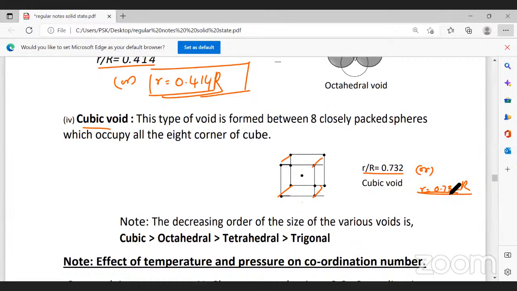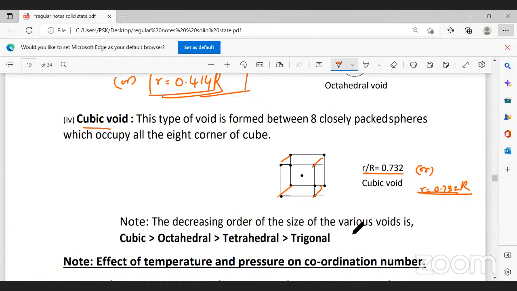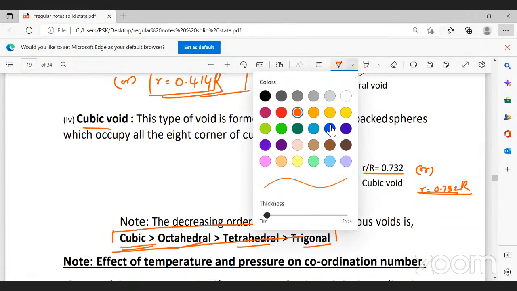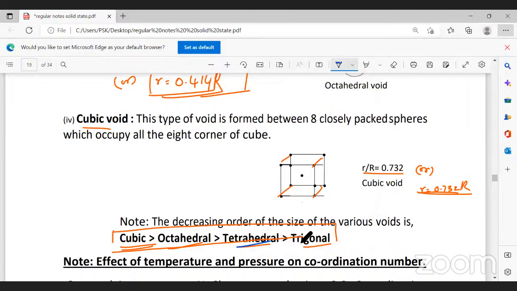This is the relation. Now, the decreasing order of the size of various voids. Cubic void is spacious. You can see it's bigger compared to octahedral. Next, it's tetrahedral and trigonal. This you should remember for your competitive exams. Okay, the spacing of the voids: cubic void is largest. Next comes octahedral. Next is tetrahedral, and trigonal will be the smallest.